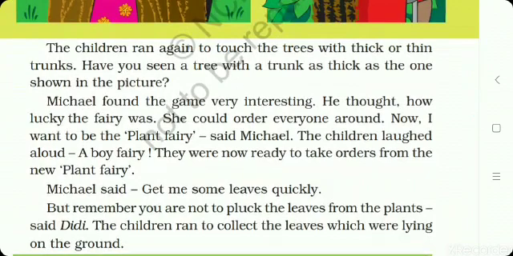Didi said no child should pluck the leaves from the tree. Then from where will they get the leaves? They will get the leaves which have fallen on the ground.